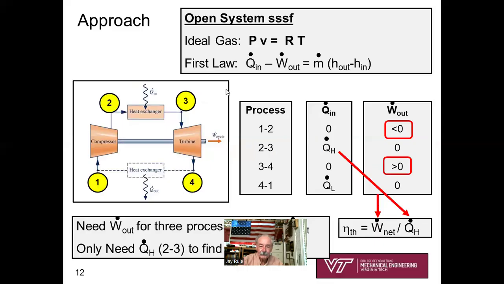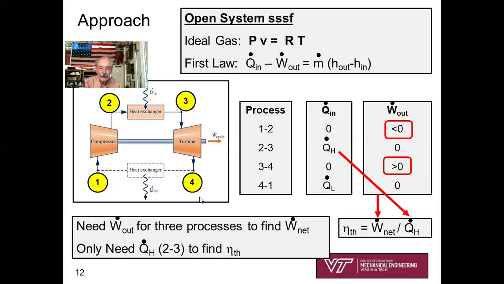Let's plan ahead with things we know. We've got 3 open systems to analyze: steady state, steady flow, 1 inlet, and 1 outlet. We've got an ideal gas relationship, P times little v equals RT. We may use that, okay? And we've got the first law. And look, if I divide everything by m dot, I've got little q in minus little w out equals h out minus h in. And that applies to all 3 of the processes we're going to analyze, doesn't it?